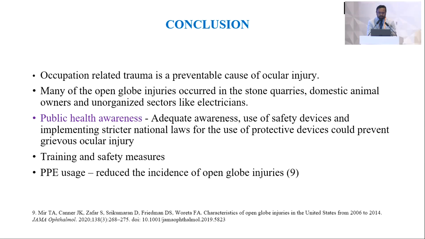Occupation-related trauma is a preventable cause of injury, and most of these injuries occur in the unorganized sectors, like stone quarries and domestic animal owners. Public health awareness and use of safety devices is of utmost importance, and adherence to stricter national laws is important, and this needs to be included in the public health agenda. PPE usage, according to various studies, has highlighted the importance of decreasing the incidence of open globe injuries. With this, I conclude. Thank you.